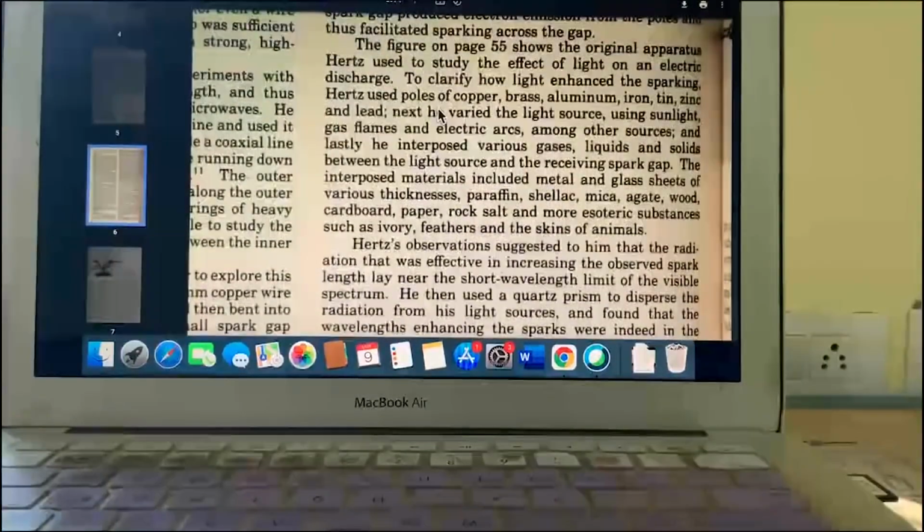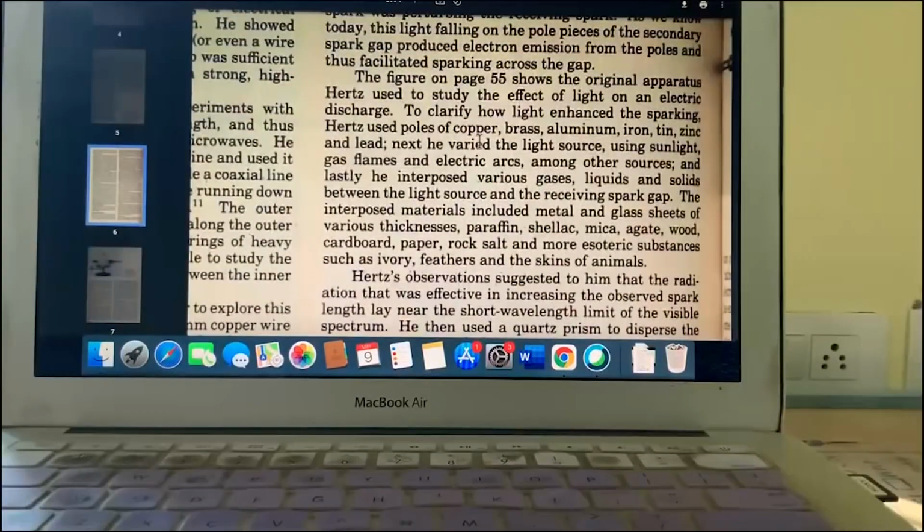Yes. So it says that to clarify how light enhanced the sparking, Hertz used poles of copper, brass, aluminium, iron, tin, zinc and lead. See, if he has taken some problem in hand, he will do a very good job on that. Next, he varied the light source using sunlight, gas flames, electric arcs, among other sources. And lastly, he interposed various gases, liquids, solids between the light source and the receiving spark gap. A very thorough experiment, a very thorough analysis.